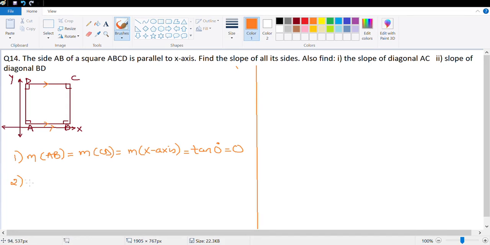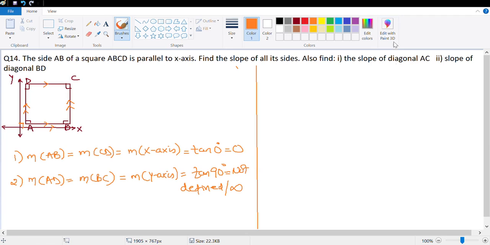Next, slope of AD will be equal to the slope of BC. Again, these two lines are parallel to each other, being opposite sides of a square, which would be equal to the slope of the y-axis, which is basically equal to tan 90 degree, because the y-axis makes an angle of 90 degree with the x-axis, and tan 90 is not defined or infinity. Defined or infinity, whichever way you write, that would be taken as a correct answer.